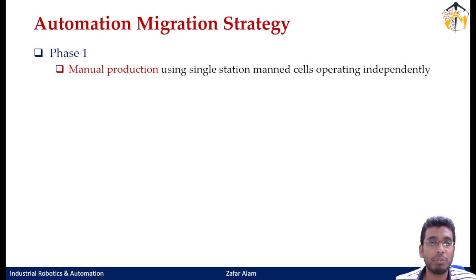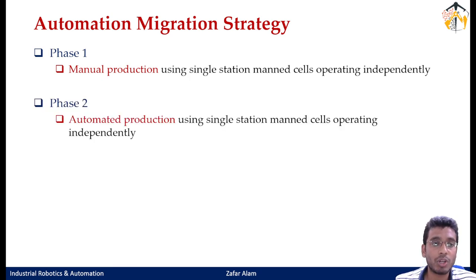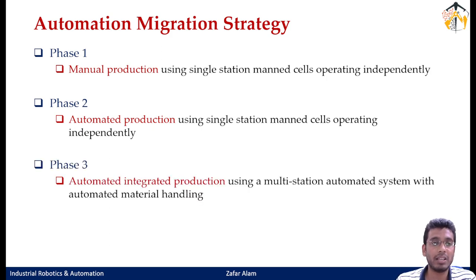In phase one, you have your manual production using single station manned cells. All the cells are manned, and they are all working independently. There is no connection or linkage between different types of cells. In phase two, you have automated production systems, where the stations are single station manned, but they are all working independently. Station-wise, you are making the production automation, but there is still no connection between different types of stations. I will make that clear in the next diagram. Then in the third phase, you have automated integrated production using multi-station automated systems with automated material handling systems.